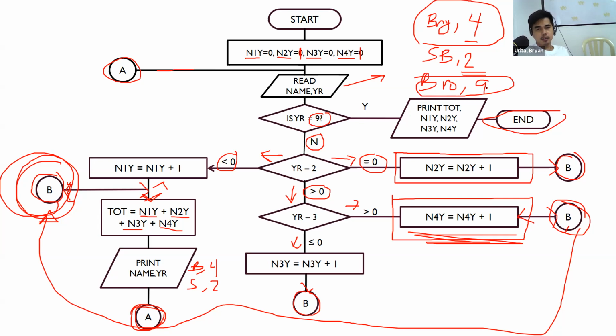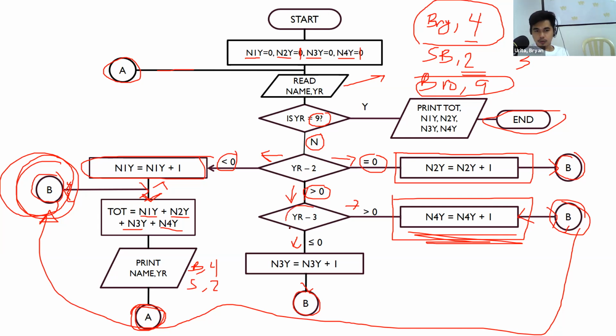Okay? So ganun din pagka nag-enter ka ng 1, is year, year minus 2, that's less than 0. So dito siya magpa-plus 1. Okay, kapag 3 naman, third year. So, is it equal to 9? No. Year minus 2, that's 3 minus 2. Is that less than 0? No. Is that equal 0? No. 3 minus 2 is greater than 0 because it is 1. So, 1 is greater than 0.